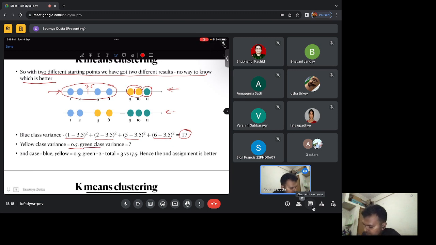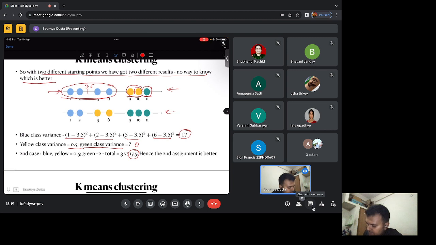What is the green class variance in the first case? Can somebody say? 0, sir. Yeah, it is 0 because there is only one point, so there is no variance in the green class. So if you add the variance across all three classes, you see that in the first case the variance comes out to be 17.5: 17 for the blue class, 0.5 for the yellow class, and 0 for the green class.